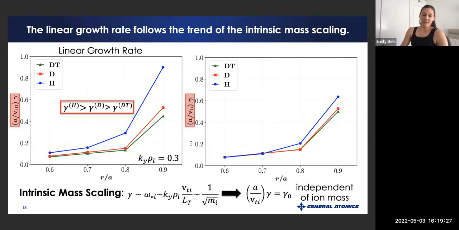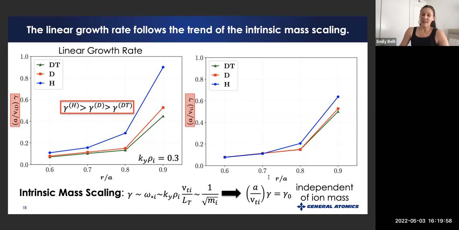The significant increases in the nonlinear fluxes from the core to the edge is consistent with the increase in the linear growth rate of the dominant drift mode. But comparing the three species, the linear growth rate follows the intrinsic mass scaling in both regions. So in the zero electron mass limit, the linear growth rate gamma scales as the driving gradient term omega star, and thus as the inverse square root of the ion mass, such that in absolute units, gamma decreases with increasing ion mass, as we see here.